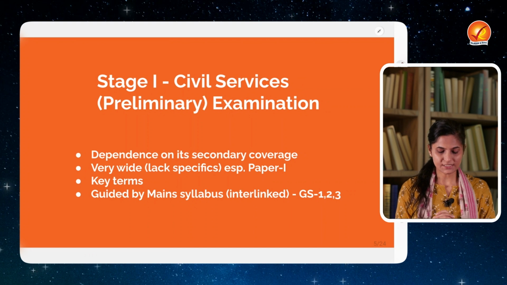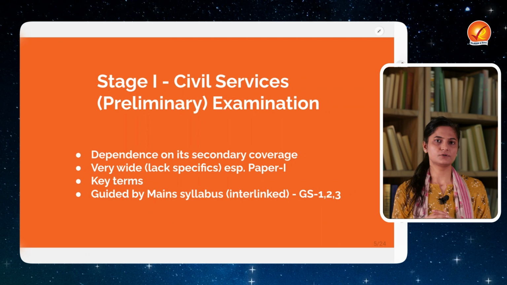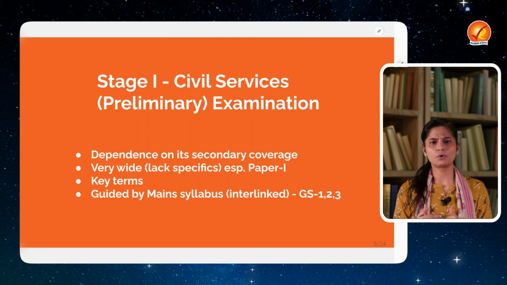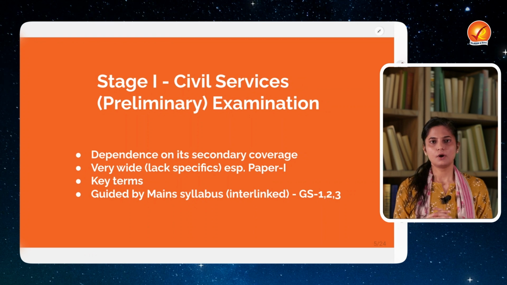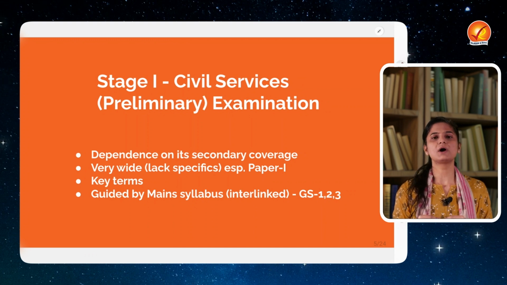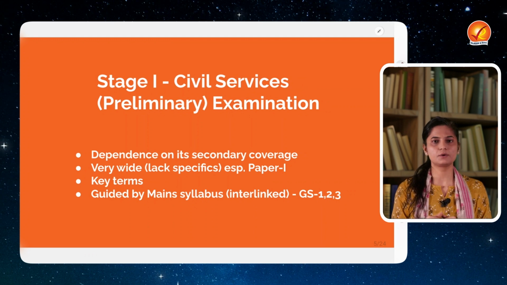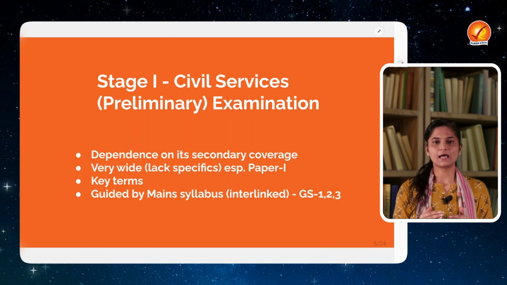First of all, generally what students do is they depend on secondary coverage of the syllabus through classes or understanding through different sources. My suggestion, a very good suggestion, would be to directly refer to the UPSC syllabus, so you know where you have to limit yourself and where you have to understand the very keywords that have been given in the UPSC syllabus.